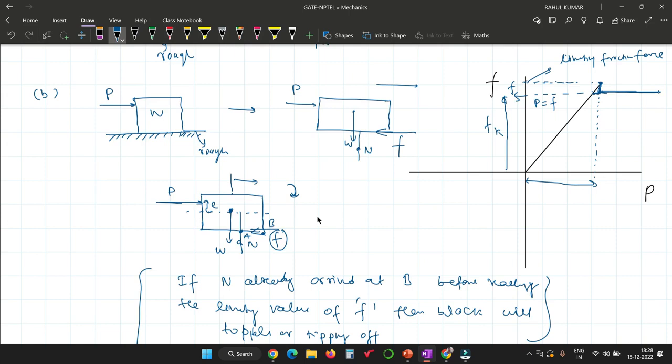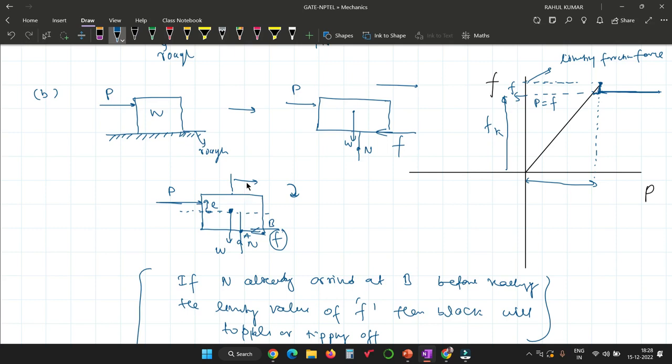I will repeat it again. If force P is not passing through the line of center of gravity, then definitely this normal reaction will not pass through the center of gravity. It passes at some distance, so N has to shift from the center of gravity to maintain the moment equilibrium. Is there any doubt?